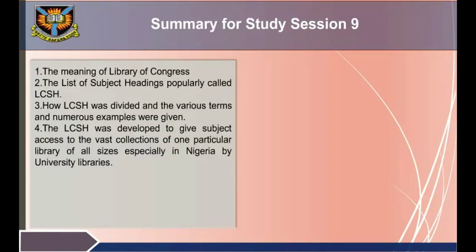Summary for Study Session 9. 1. The meaning of Library of Congress. 2. The list of subject headings popularly called LCSH. 3. How LCSH was divided, and the various terms and numerous examples were given. 4. LCSH was developed to give subject access to the vast collections of one particular library, and is used by libraries of all sizes, especially in Nigeria by university libraries.